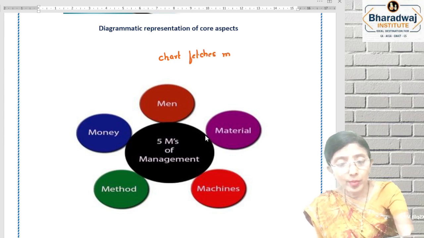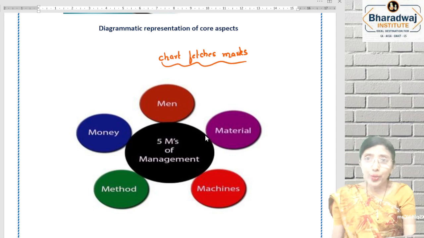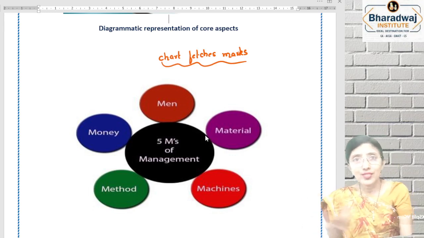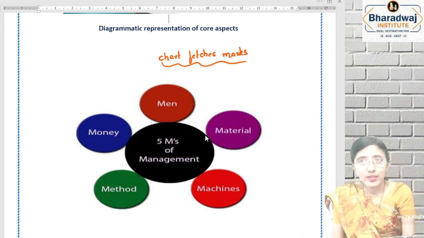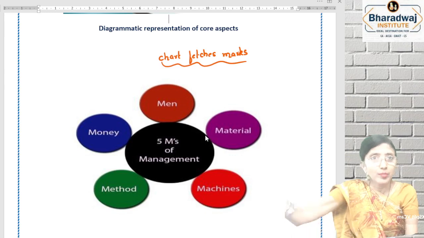Now, why am I giving this chart? For a question on importance of strategic management. What is the chart you can have? The 5 important M's of management: men, material, machines, method, money.